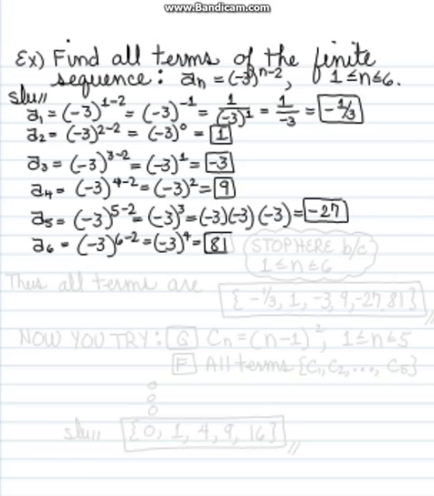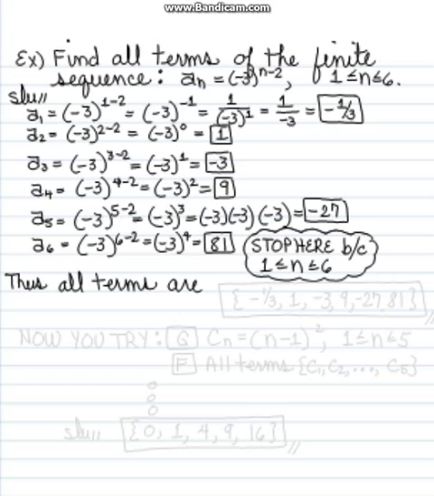And that's where we stop, because the given information was 1 less than or equal to the index n less than or equal to 6. So let's summarize our answer. All terms are, and I'm going to put it in set notation. I'm going to put this list. Now, you don't need to use any kind of set notation or parentheses. You can just list the values. That's what the text does.